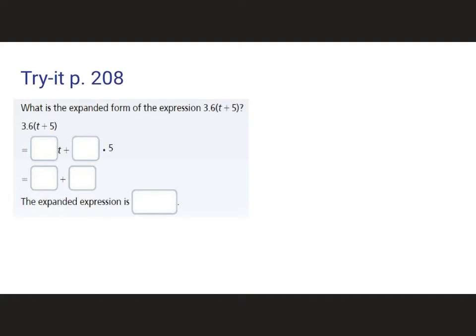So we're going to look at this try it, and the try it is asking us just to expand. So what this means is, and if I want to draw another rectangle, I don't know if it's worth it or not, but I'll just do that real quick. Let's say this is 3.6 over here. I know that this side is 3.6. And I'm going to break this rectangle up into two pieces. I don't know how long this is, but from here to here is 5.